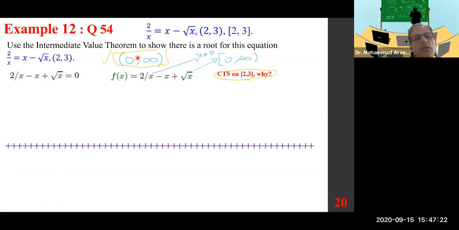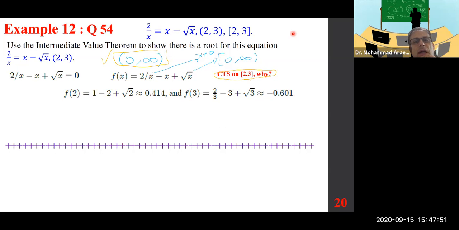So this is your domain. We are interested from 2 to 3. 2 to 3 is in this domain of 0 to infinity. I hope everybody understands what's going on, okay? So with that being the case, we are going to evaluate the function at 2 and 3. So plug in 2 and plug in 3.